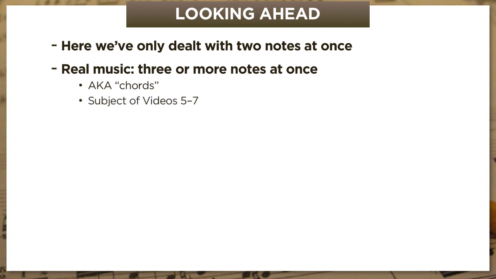Videos 5 through 7 are going to introduce the basic features of the chords we find in classical harmony, starting with the most common chord type in Western music, the triad.